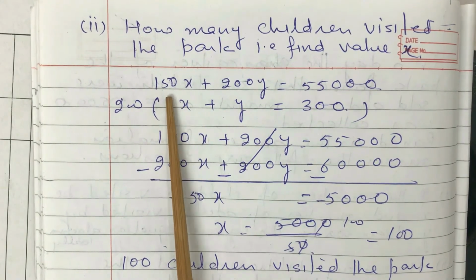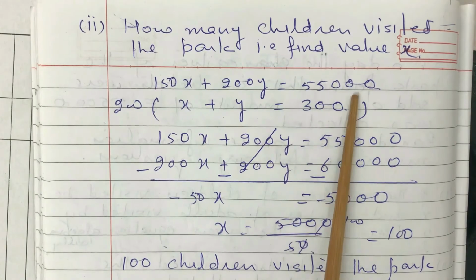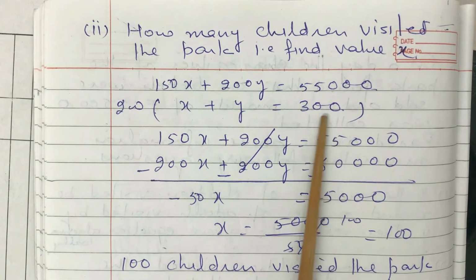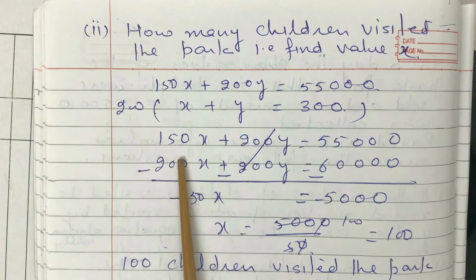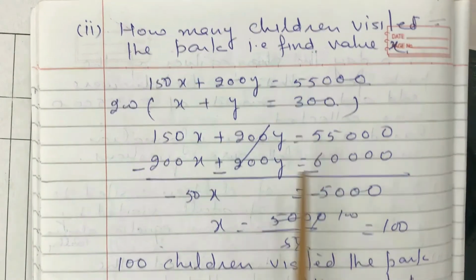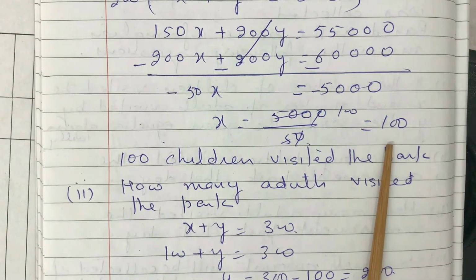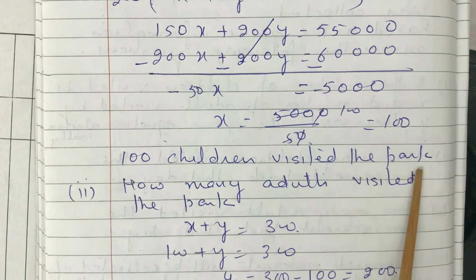Now this is 150x plus 200y is equal to 55,000. X plus y is equal to 300. Multiply this second statement with 200 and we will get these statements, and after subtracting it we will get the value of x, which is 100. It means 100 children visited the park on that day.